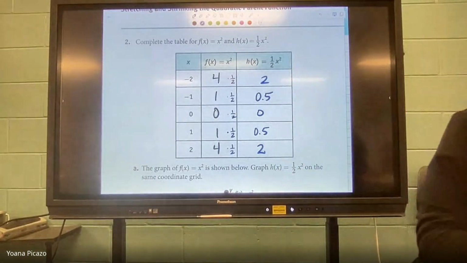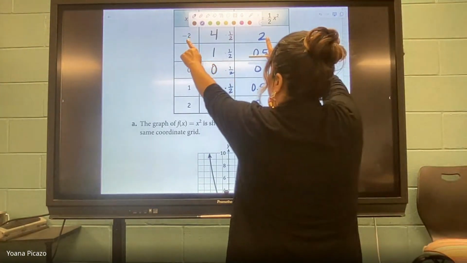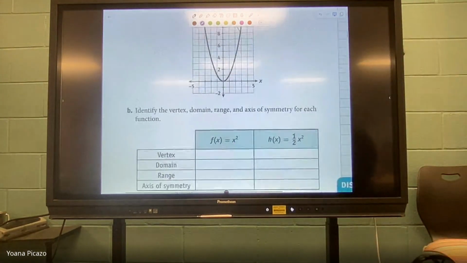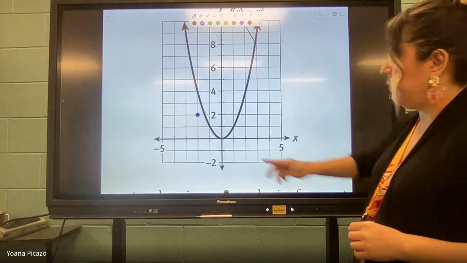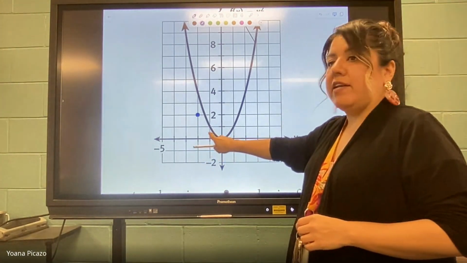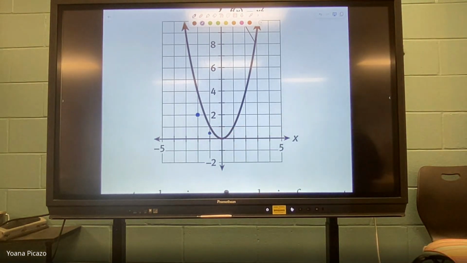Did they already graph the parent function for us? Yes. So let's go through and let's graph these. What's our first ordered pair? -2 and 2. So let's go to -2 and 2. What's the next ordered pair? -1, but I only go up halfway. I don't go all the way up to the 1. So it's right there, halfway between 0 and 1. What's the next ordered pair? 0, 0. What's the next one after that? There, and then 2, 2.